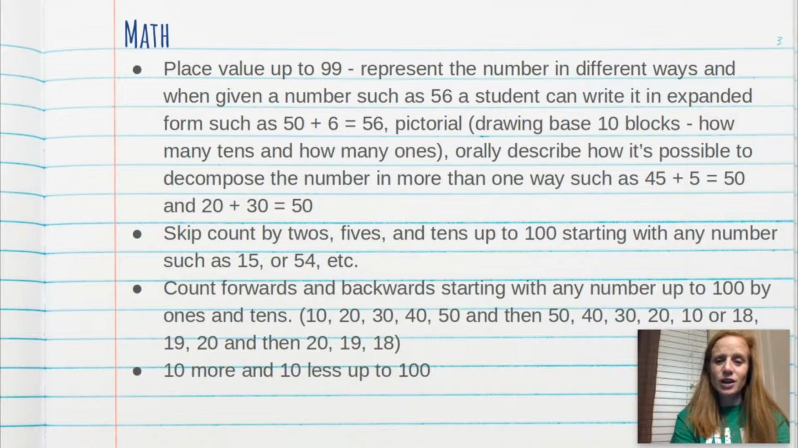We'll also be working on counting forwards and backwards, starting with any number up to 100 by ones and tens. And so that may mean something like, okay, let's start at 70 and let's count backwards. Or let's start at 90 and let's count forwards, and seeing how successful they are.